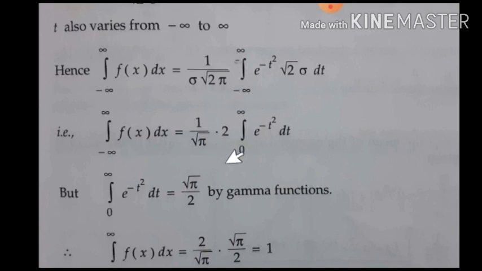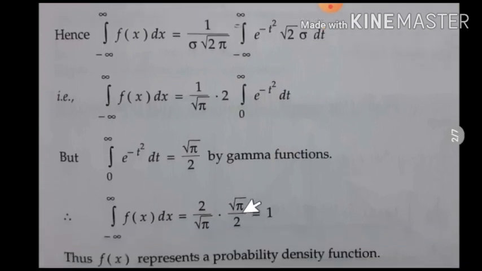So substitute this integral value: 2 by root pi, and this integral is root pi by 2. The 2 gets cancelled, root pi gets cancelled. What we got is that the integral from minus infinity to infinity of f of x is equal to 1. So the normal distribution function satisfies the probability density function condition. Hence, the normal distribution is also a probability density function.